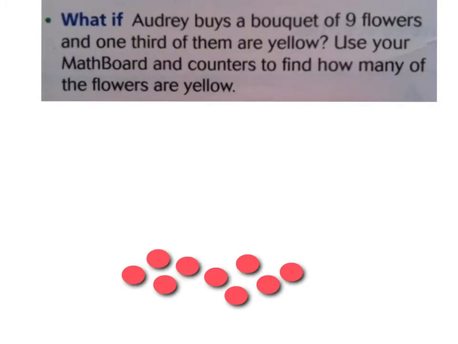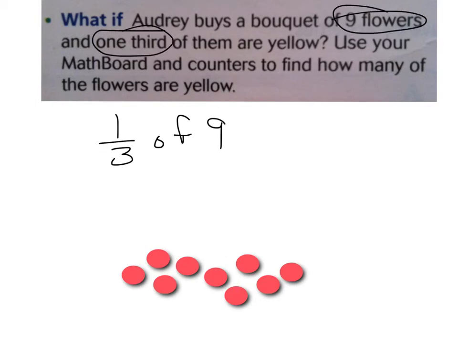What if Audrey buys a bouquet of 9 flowers and 1/3 of them are yellow? I am going to use my math board and counters to find how many of the flowers are yellow. First, I am going to write 1/3 of 9 because there are 9 flowers and 1/3 of them are yellow. Since I want to find 1/3 of 9, I must arrange the 9 counters into 3 equal groups.